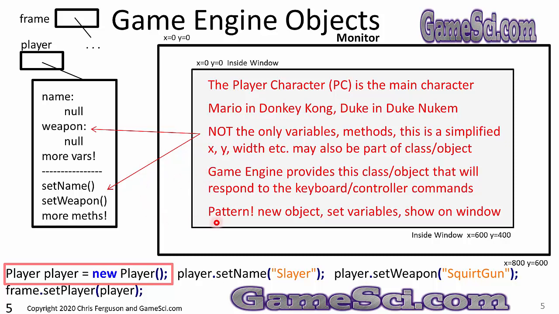Also, keep in mind, I've said this word pattern again. Right? What is the pattern? We're going to create a new object. We're going to set the variables in the object, and we're going to show things on the window. That's what we did with the window class. That's what we're going to do with the player class.